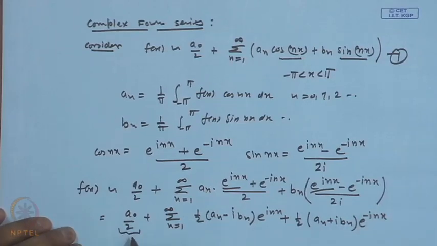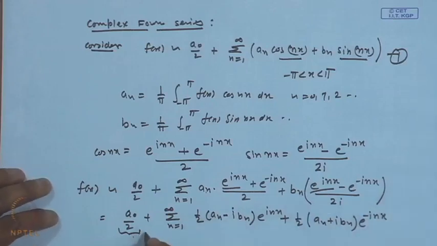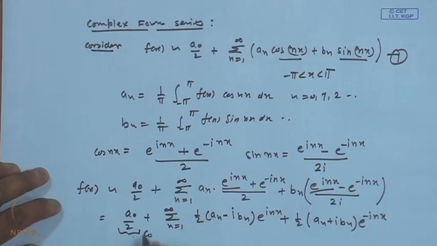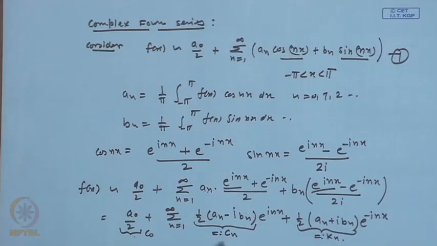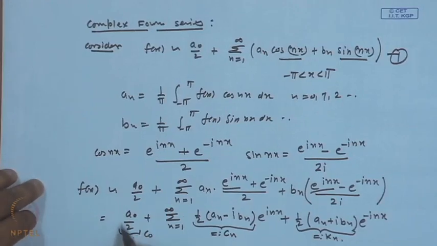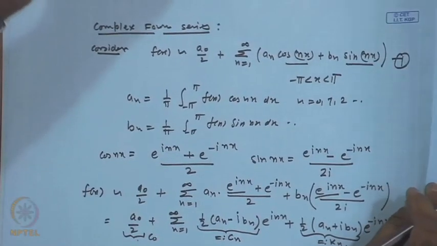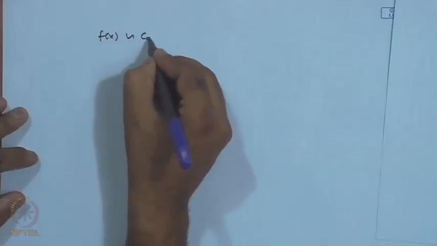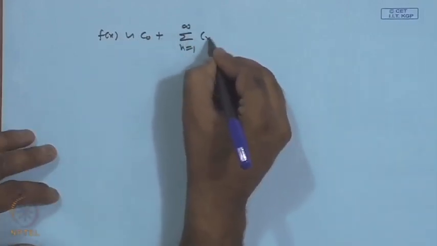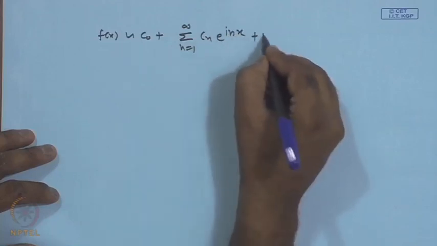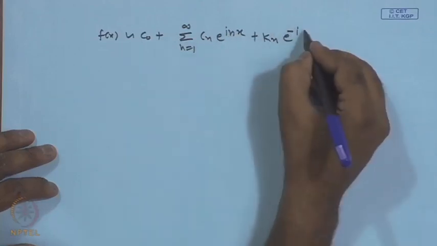So, we denote this by C naught, and this we denote by C n, a new constant. For this we denote it K n. Because for n equal to 0, we will see in a minute that we will get a naught by 2, so that is what here we name C 0. So, with this notation, f x is C naught plus the sum n 1 to infinity of C n e to the i n x plus K n e to the minus i n x.